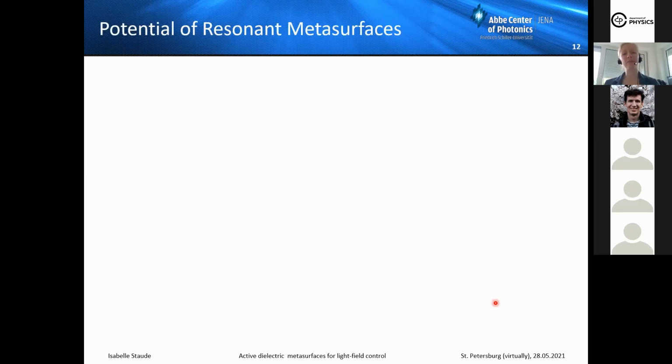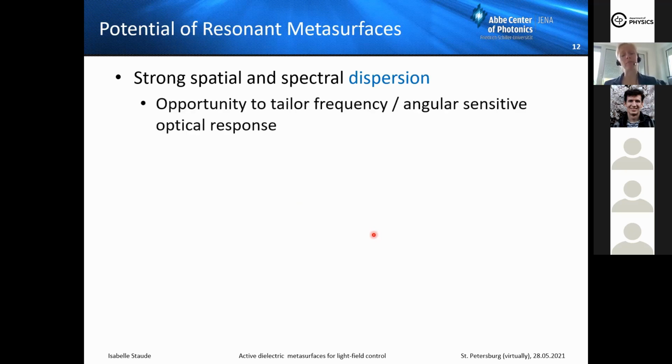So I was trying to make the point that for active metasurfaces, there's much more application potential. The next thing I want to stress is that with these resonant metasurfaces that I introduced now, we really are in a good position to make active metasurfaces. The reason for this is that these are resonant, and their function is based on the excitation of well-defined resonances in the structure. On the one hand, we have this strong spatial and spectral dispersion. This means we have the opportunity to tailor frequency and angular sensitive optical responses.